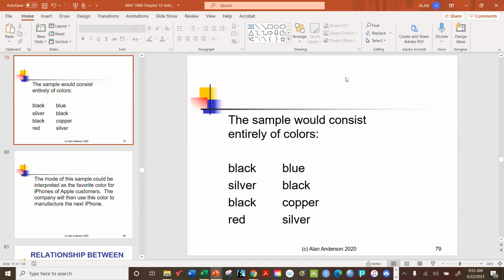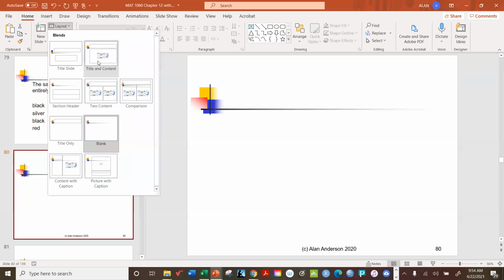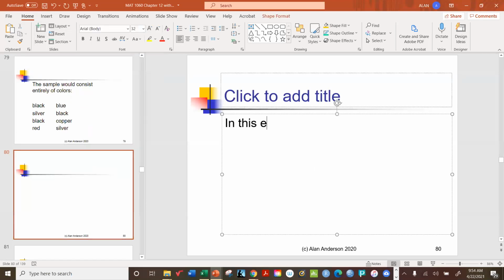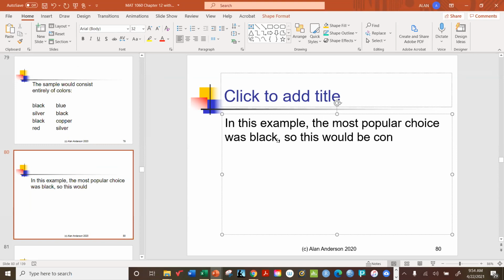But they have to do market research to find out this stuff. So what they're actually doing is gathering up information about people's preferences for colors, and whoever is the most popular is probably going to be the big winner. So we can think of that as simply the mode of this set of colors. So in this case, oh, I forgot this. In this example, the most popular choice was black. So this would be considered to be the mode of this set or sample.